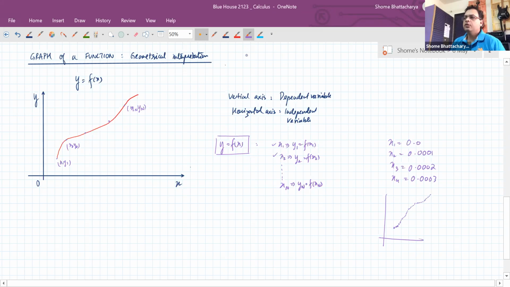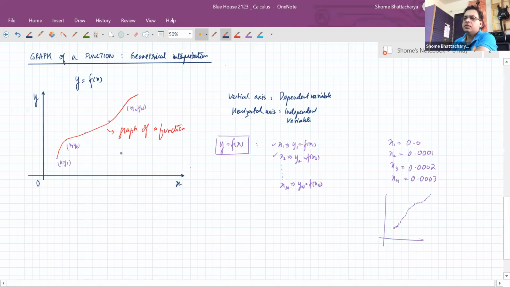Of course, our focus here will not be on the accuracy of the drawing of the graph. Our focus will be on understanding the properties of the function from the graph itself. So it will be about drawing approximate graphs. But having said that, what is the definition of the graph of a function? The most accurate definition would be that it is nothing but a continuation of points such that each of those points satisfies this given relation.